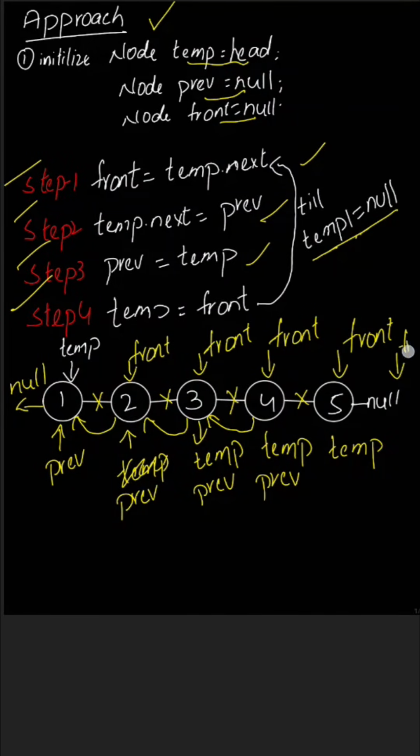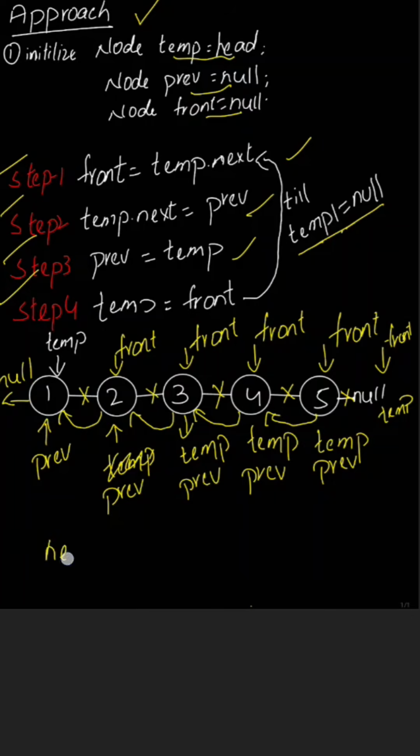Again we'll update this null as front, then we'll assign this node's next to the previous node, we'll break this, then we'll assign previous to this node, then temp will update to null, then the loop stops, and we'll assign head equals previous.